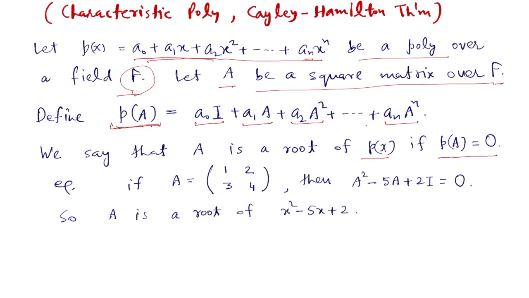zero matrix. For example, if A is this 2 by 2 matrix 1, 2, 3, 4, then you can check that A squared minus 5A plus 2I is equal to 0, zero matrix. And so A is a root of this quadratic polynomial x squared minus 5x plus 2.